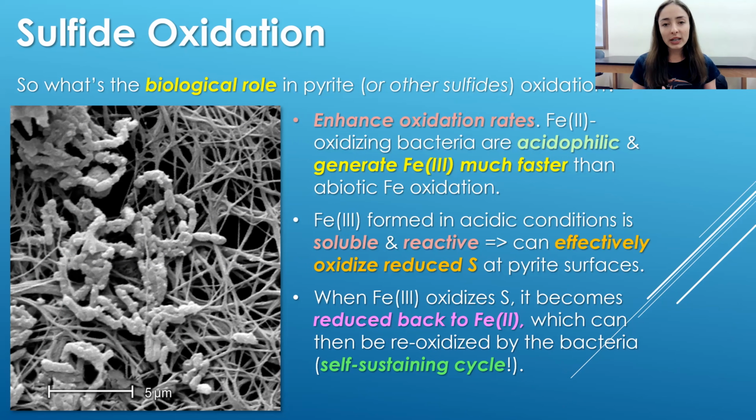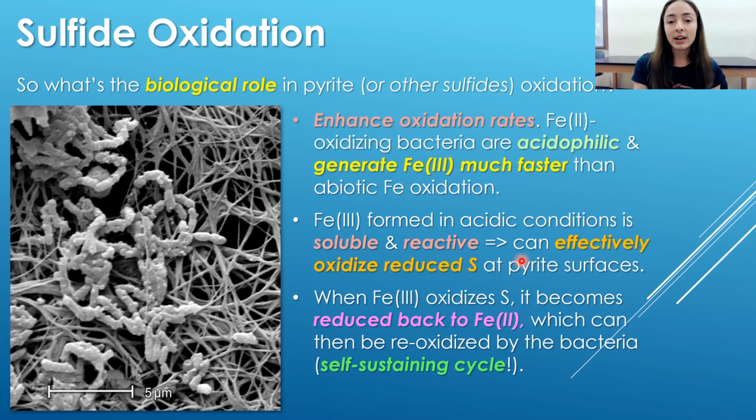So we just mentioned a few ways that biology can play a role in the oxidation and dissolution of pyrite as well as other sulfide minerals. But what exactly are they doing? Well, they enhance oxidation rates. So we kind of just mentioned this. They enhance oxidation rates because iron 2 oxidizing bacteria are not only acidophilic, meaning they love to live in acid environments, but they also generate ferric iron much faster than any abiotic iron oxidation process can. And so they generate this continual flow of ferric iron to that pyrite surface for its oxidation.